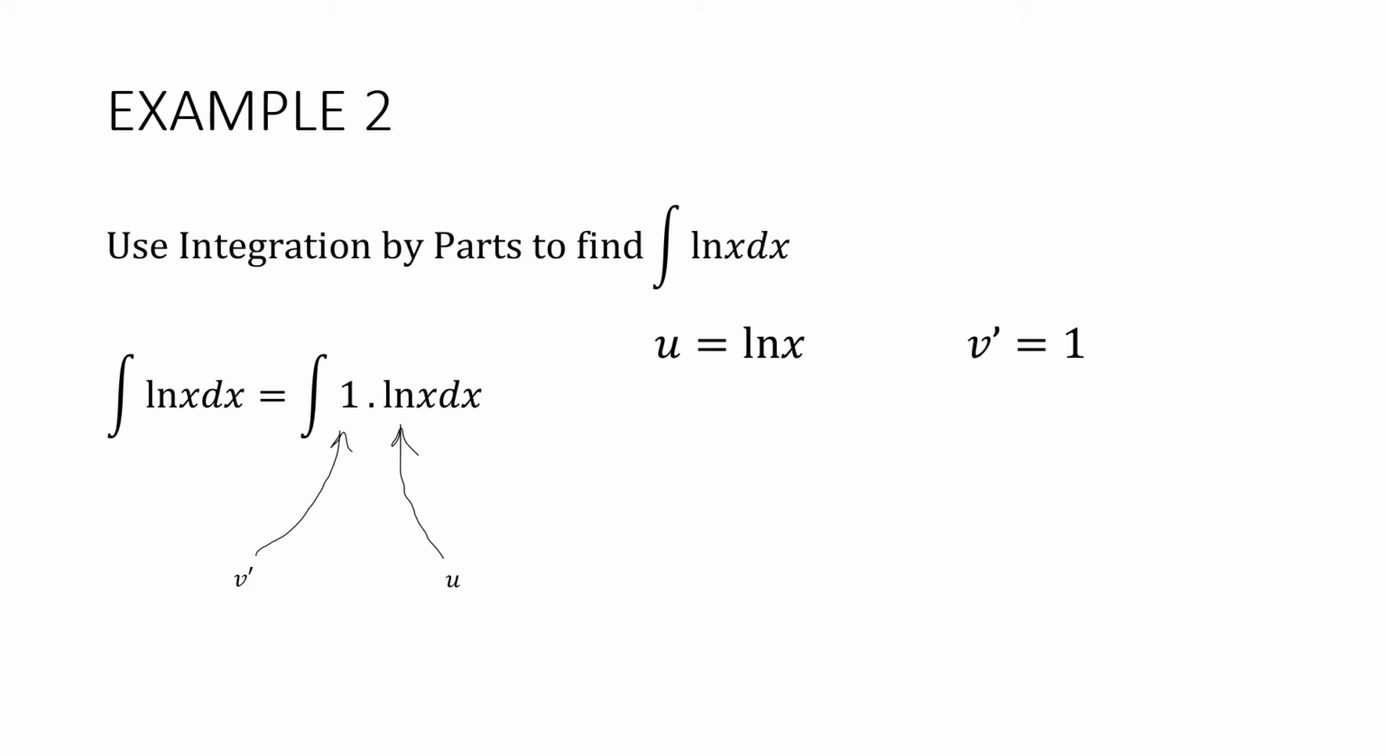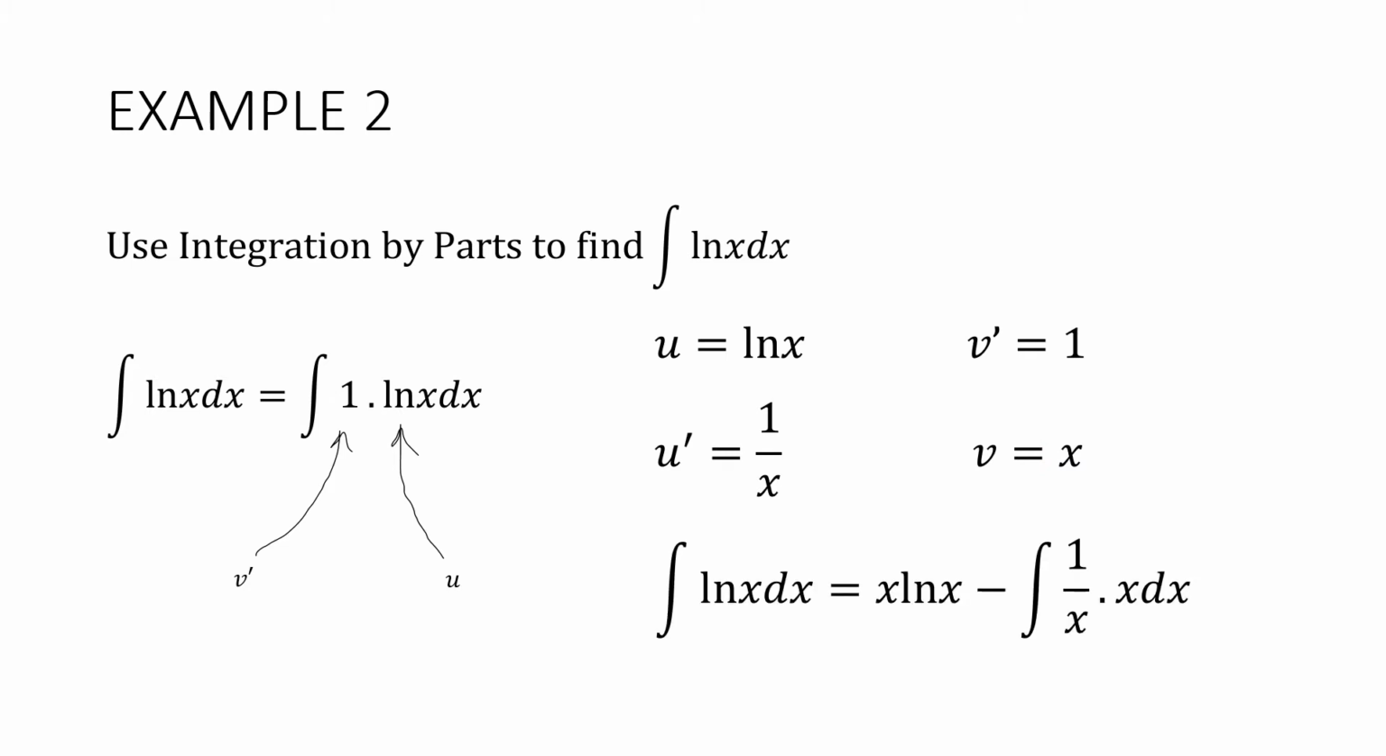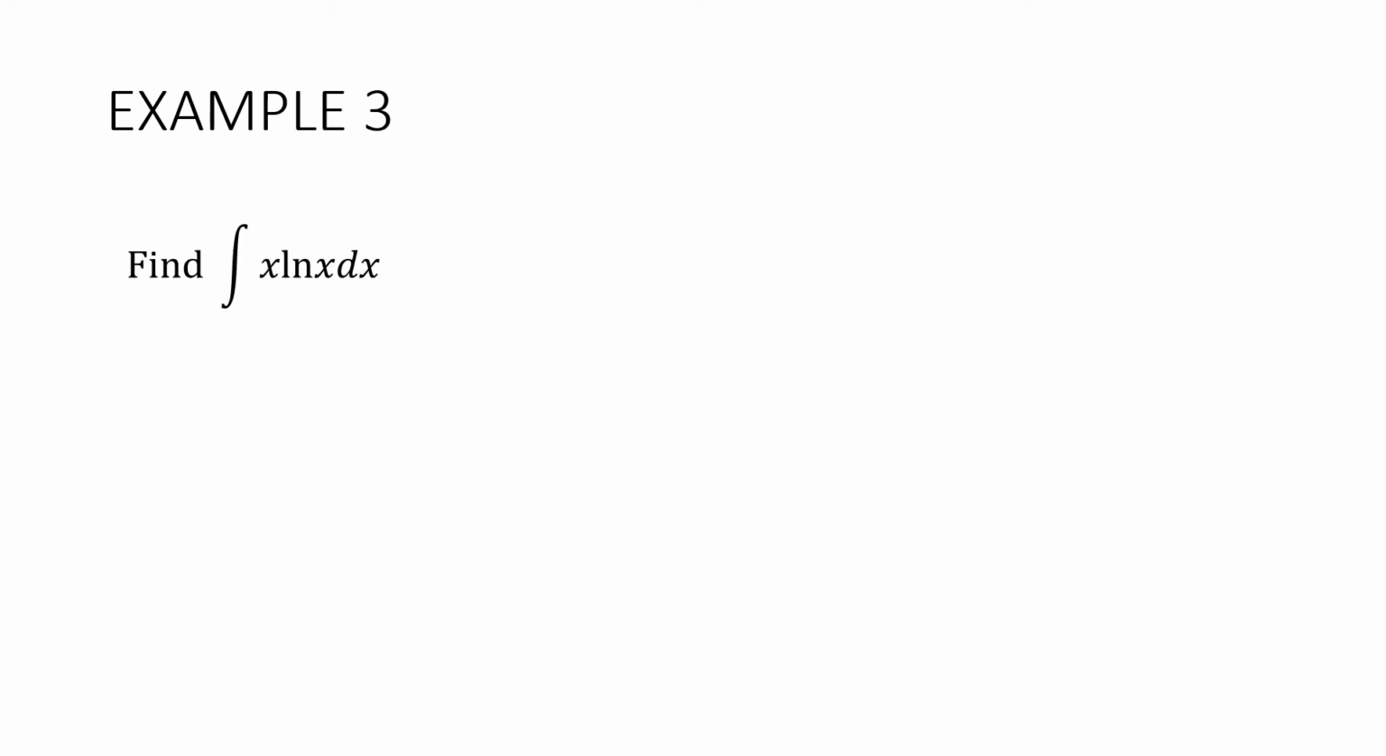So let's write it out. u is equal to ln x, v dash is equal to 1. The derivative of ln x is 1 on x, and the antiderivative of 1 is x. Now let's put it into the formula. So we've got u times v, which goes here, take away u dash multiplied by v, which gives us 1 on x times x, and that's actually only 1. So we want the integral of 1 here. So our answer is going to be x ln x take away x plus c.